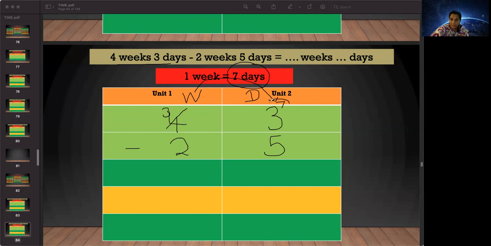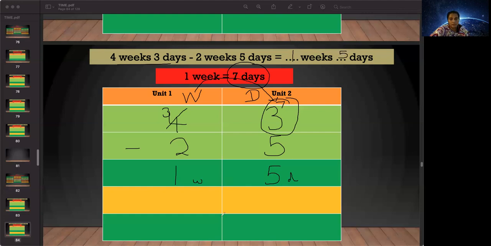So over here now we have 3 days plus 7 days, which is 10 days. 10 days, take away 5 days, you'll have 5 days left, no problem. And over here, 3 weeks minus 2 weeks, you'll have 1 week left. Now, if your question requires you to answer in weeks and days, that will be 1 week and 5 days.